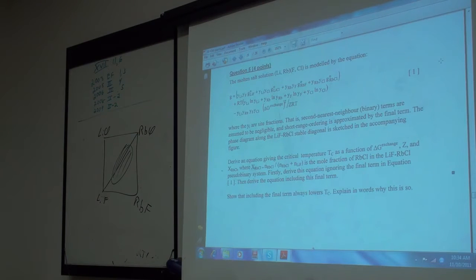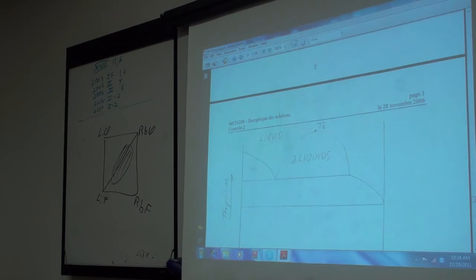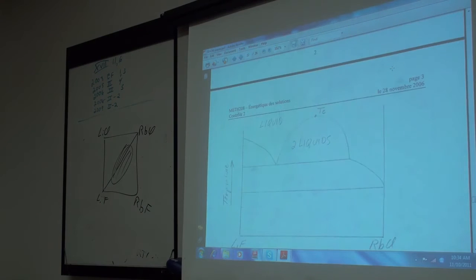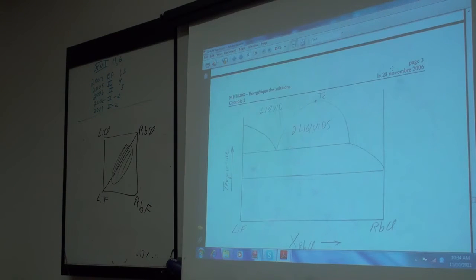Firstly, derive the equation ignoring the short-range order term, and then derive it including the final term. Show that the final term always lowers T critical and explain why this is so. So that's your T critical you're trying to calculate as a function of mole fraction along this line with and without the final term.